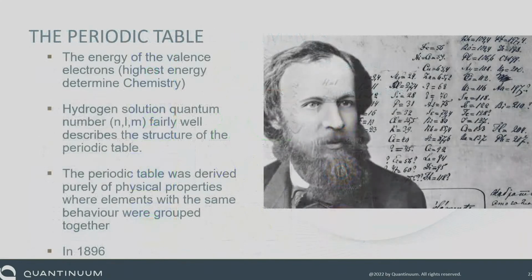Okay, and what's very interesting is that the solutions of the hydrogen atom predict the structure of these orbitals. It turns out that the periodic table structure, which was determined before the solutions of the hydrogen atom, is grouped into essentially s, p, d, and f orbitals, which are essentially the n, l, m solutions of the Schrodinger equation.